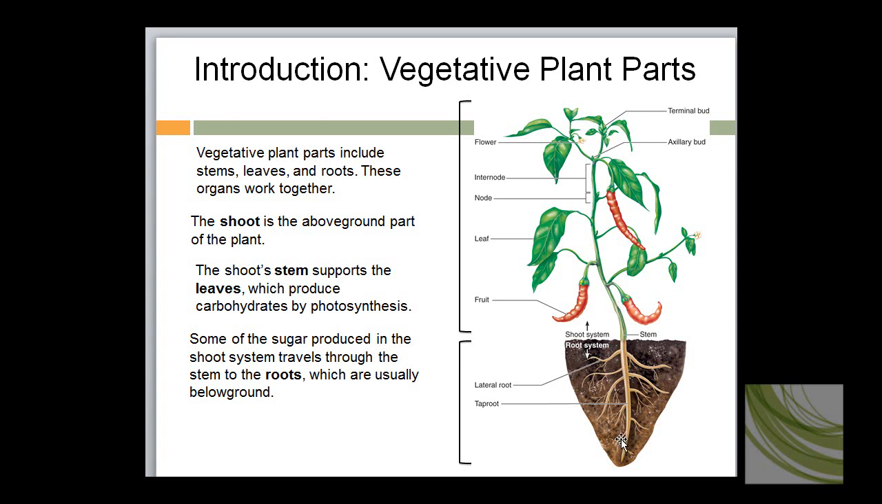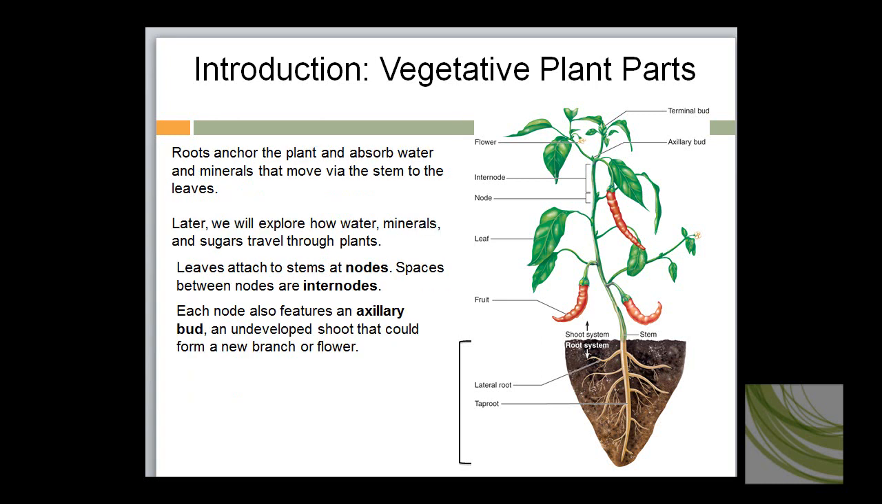And you would have the taproot, which goes way down. You have lateral roots branching off of it, and a lot of plants have what are called root hairs to increase the surface area to facilitate diffusion between the soil and the root system. Roots anchor the plant and absorb water and minerals, which move through the stem to the leaves. Later we'll talk about water, minerals, and sugars and how they travel through the plants.